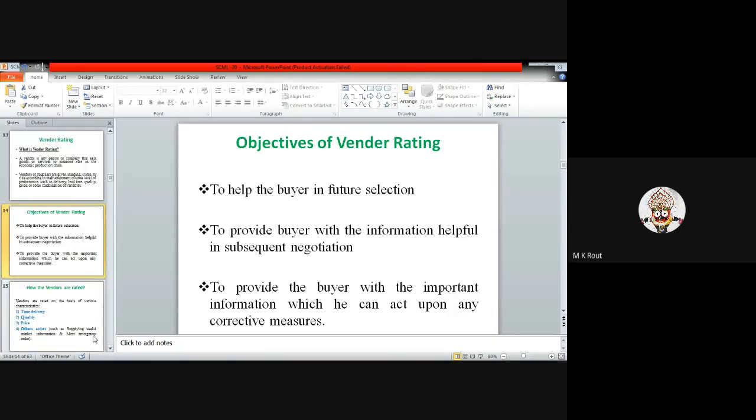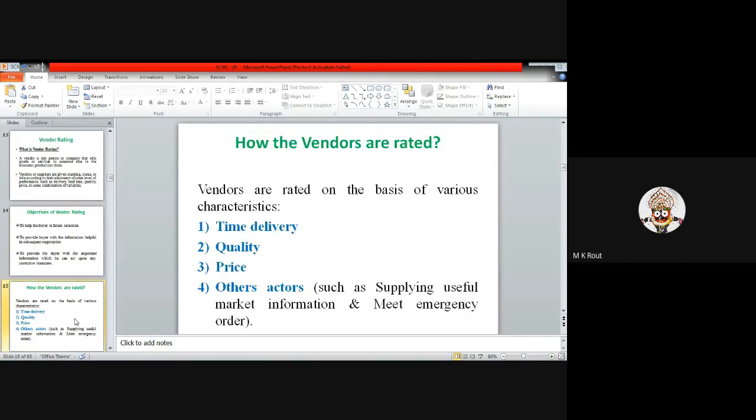Moving to the next part, how vendors are rated. Vendors are rated on the basis of various characteristics. The first one is time delivery, the second one is quality, the third one is price, and the fourth one is other factors such as supplying useful market information and meeting emergency orders. In that regard, you can easily evaluate how the vendor should be given the rating.